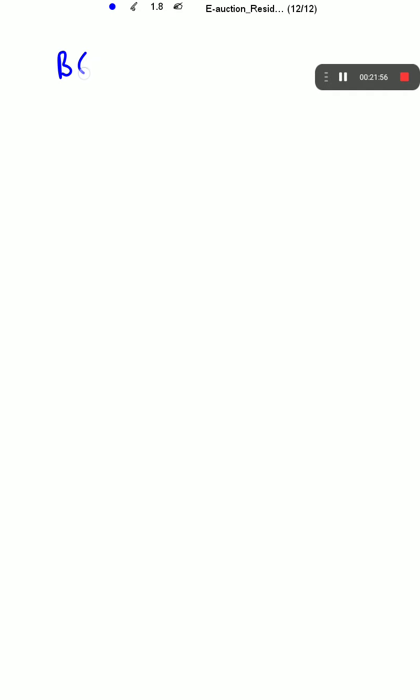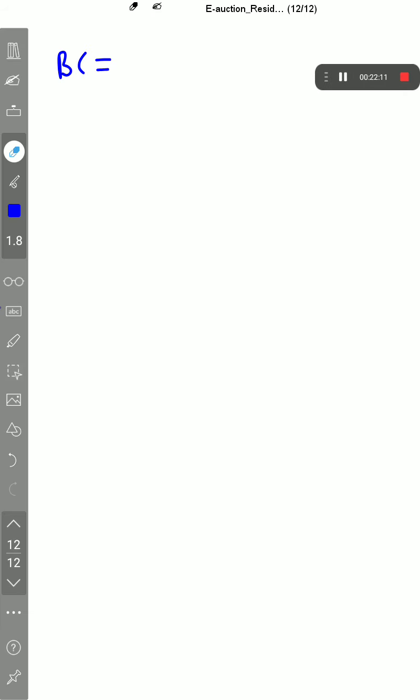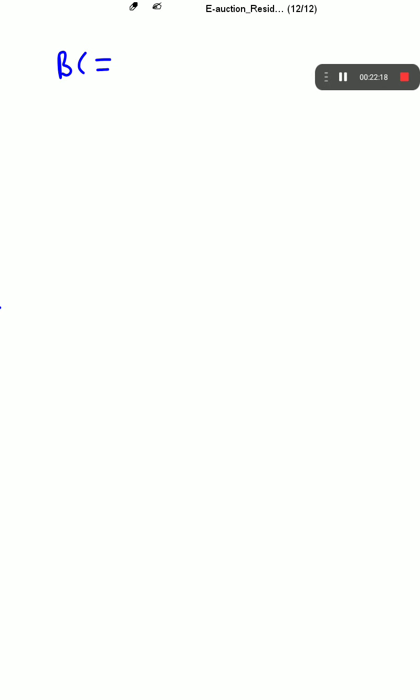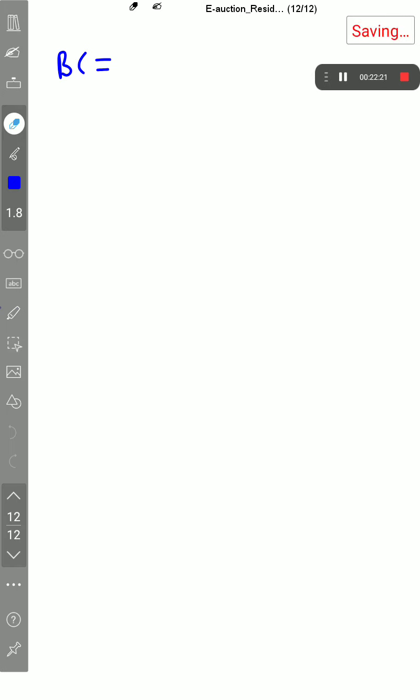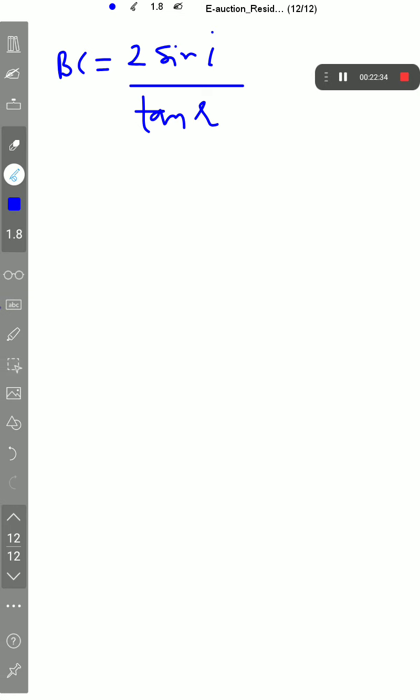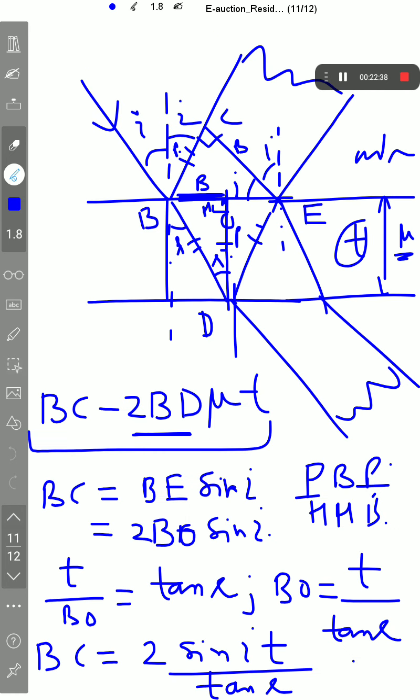BC equal to twice sin, in fact sin I is here, this is not R, this is I. So we have BC here as 2 sin I times T upon tan R. We have additional terms here, T. So let us go to the next page.